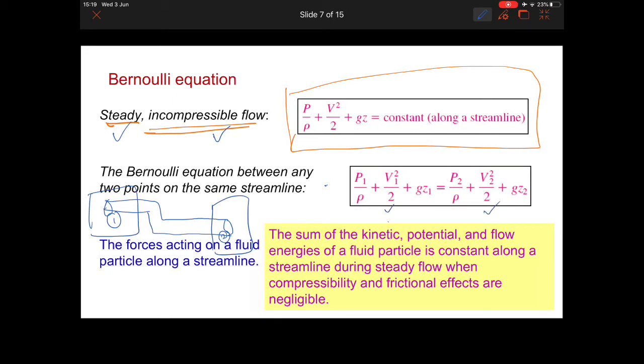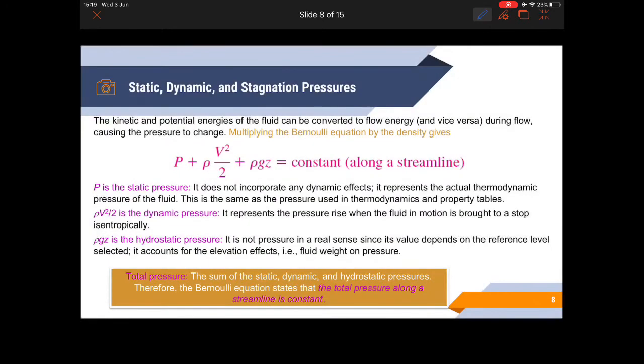Bernoulli equation also states that the summation of kinetic, potential and flow energies of a fluid particle is constant along a streamline during steady flow, when compressibility and frictional effects are negligible. Why do we say that? Because the kinetic and potential energies of the fluid can be converted to flow energy or vice versa during the fluid flowing, causing the pressure to change.